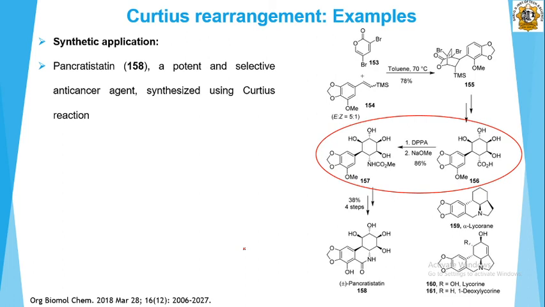Another is pancreatistatin, in which, in this reaction, again this is the modified version of Curtius. They used, instead of methanol, sodium methoxide, which acts as a base as well as the nucleophile. So here they got methyl carbamate as a product, then they cyclized this.